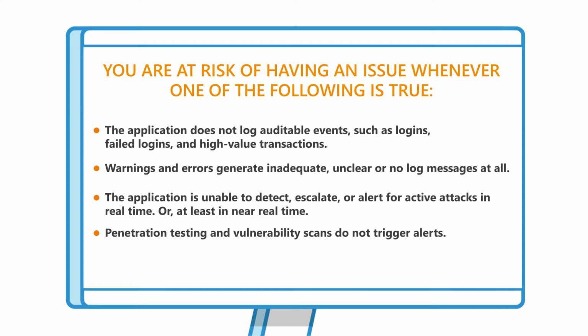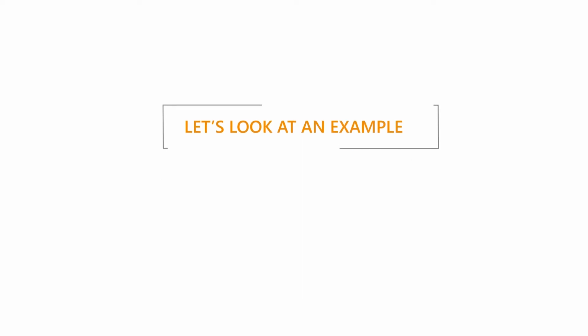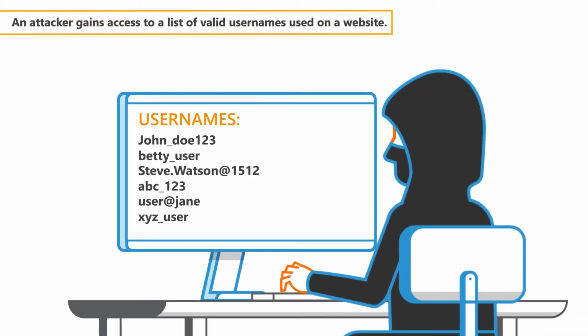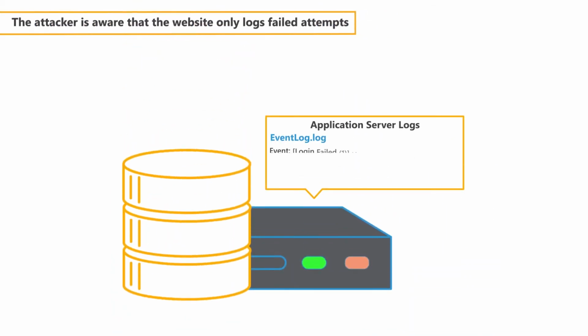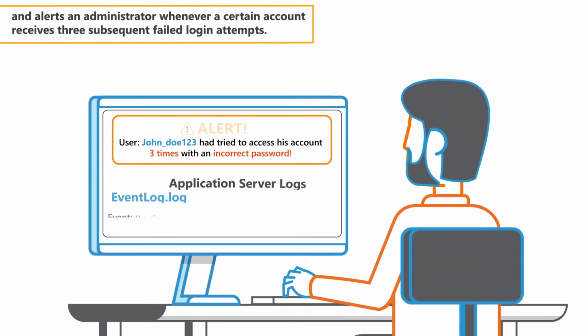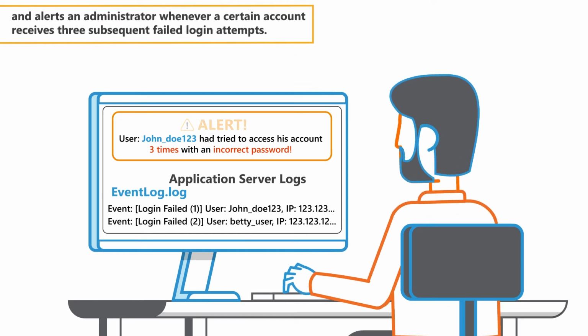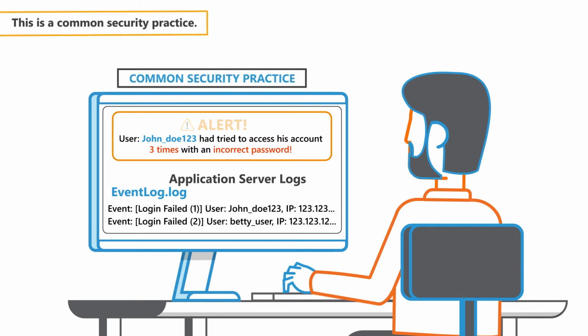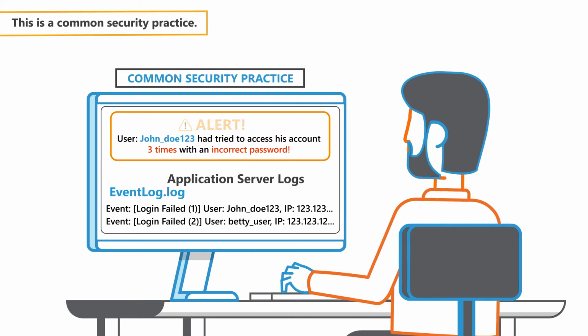To understand insufficient logging vulnerabilities, let's look at an example. An attacker gains access to a list of valid usernames used on a website. The attacker is aware that the website only logs failed attempts and alerts an administrator whenever a certain account receives 3 subsequent failed login attempts. This is a common security practice.